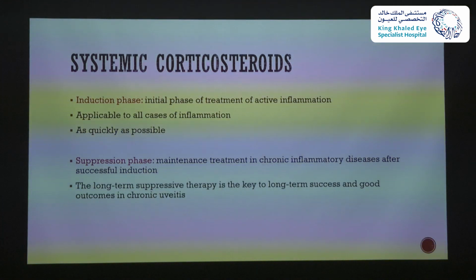We are giving systemic steroids in two phases. The induction phase, which is the initial phase to treat the active inflammation, and we are using the maximum dose. It is applicable to all cases of inflammation, and we start it as quickly as possible. While the suppression phase is applicable in chronic inflammatory disease that needs long-term treatment. And long-term suppressive therapy is the key to long-term success and good outcome in chronic uveitis.